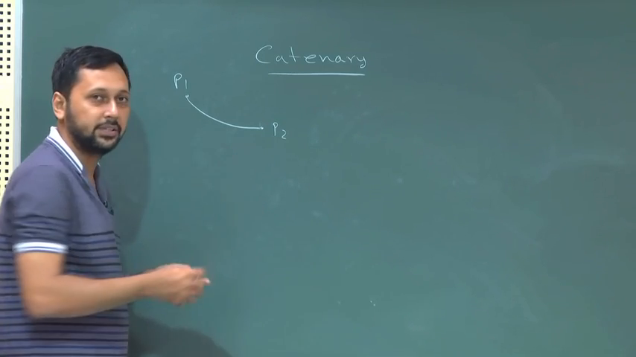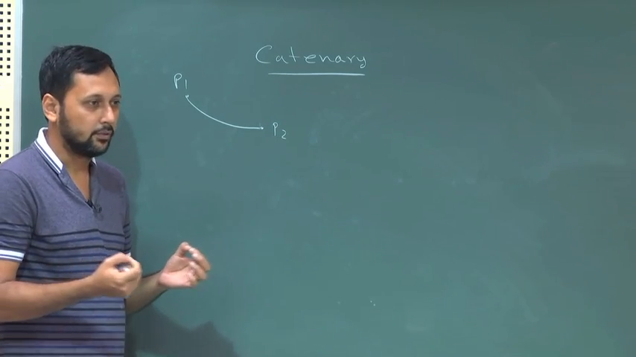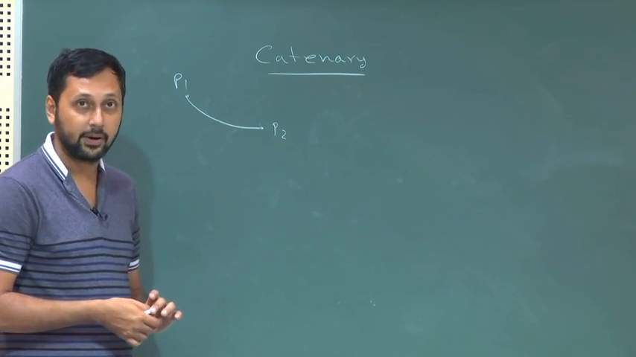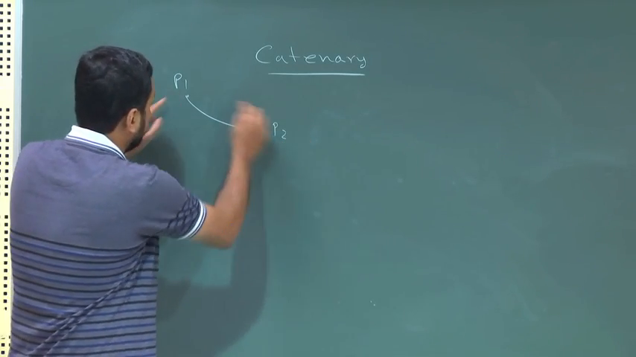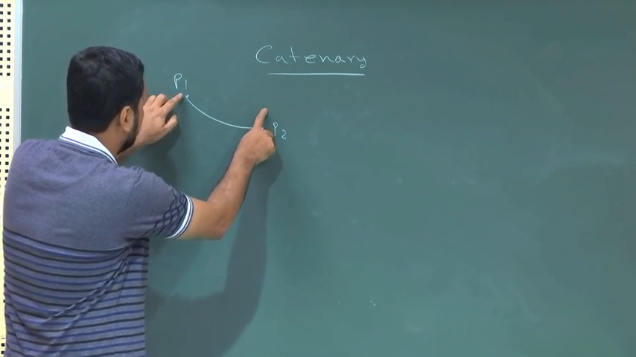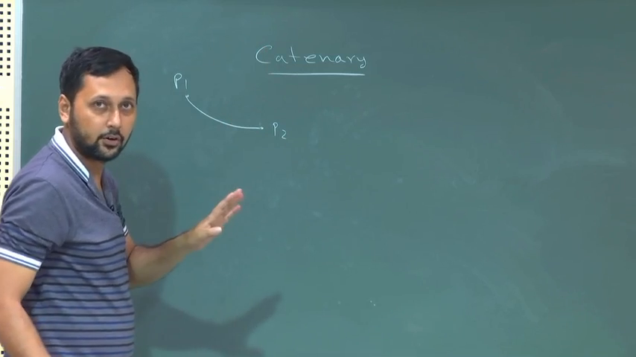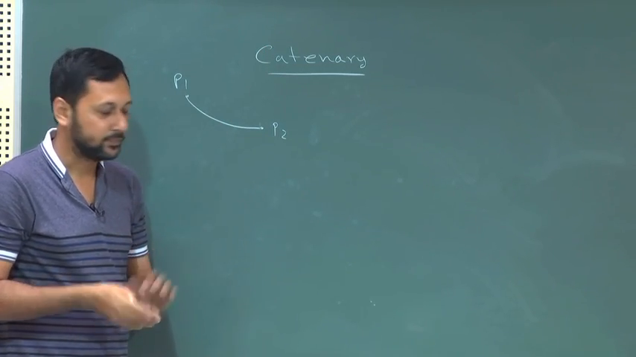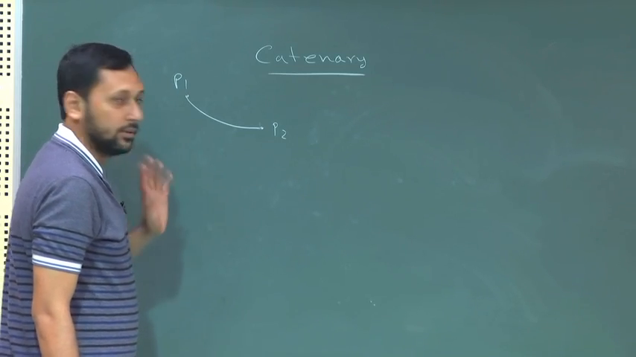If it is a uniform chain, a uniform thread, a rubber pipe, or made of steel, it does not matter. If the points are on the same level, or if P1 is up and P2 is down, or P1 is down and P2 is up, it does not matter, it will still follow the same type of equation. Okay. And we have to derive this equation.